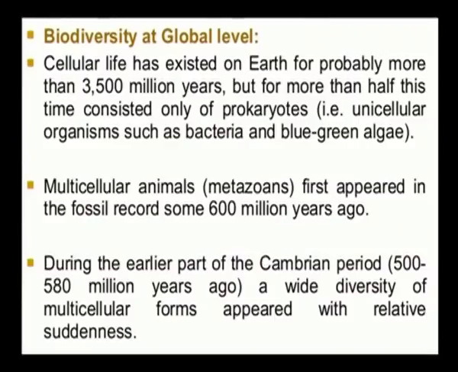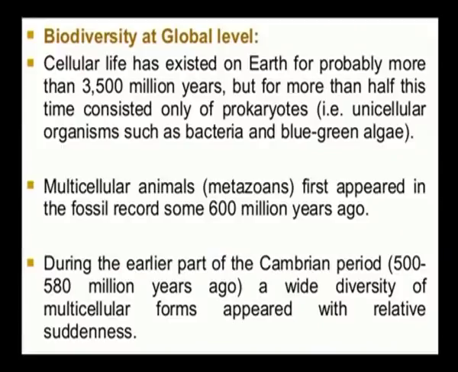Biodiversity at a global level. Cellular life has existed on Earth for probably more than 3,500 million years. But for more than half of this time, it consisted only of prokaryotes, that is unicellular organisms such as bacteria and blue-green algae. Multicellular organisms, that is the metazoans, first appeared in the fossil record about 600 million years ago.